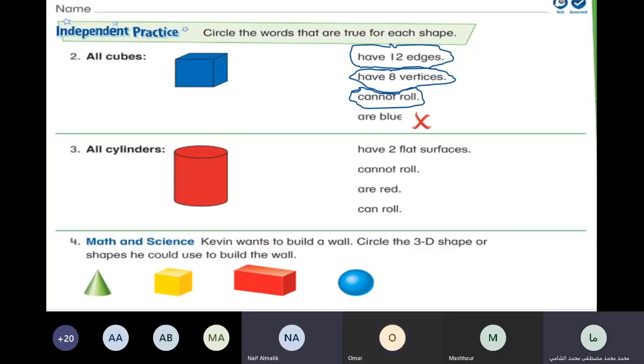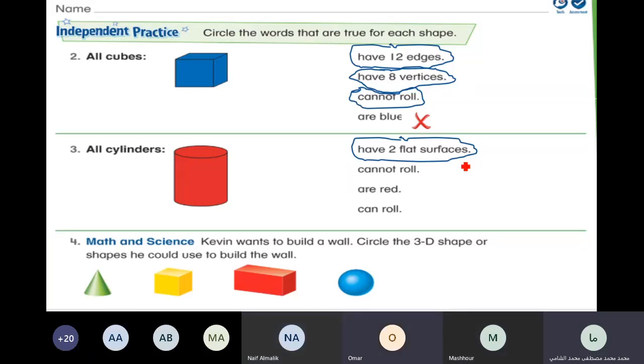Number 3. All cylinders have 2 flat surfaces, right or wrong? True. Yes, right. All cylinders have 2 flat surfaces.